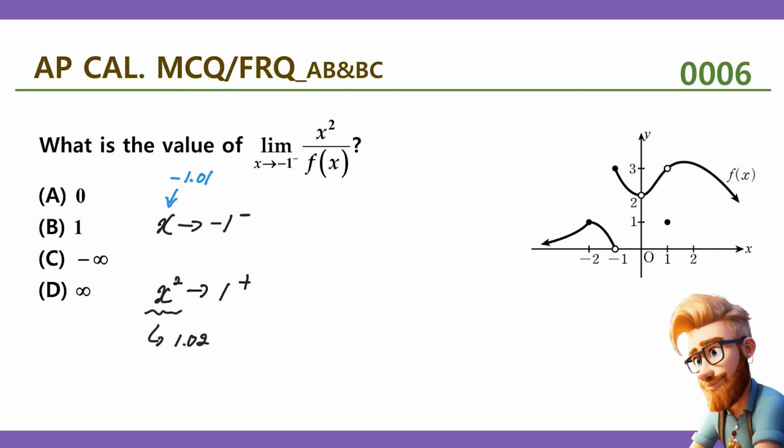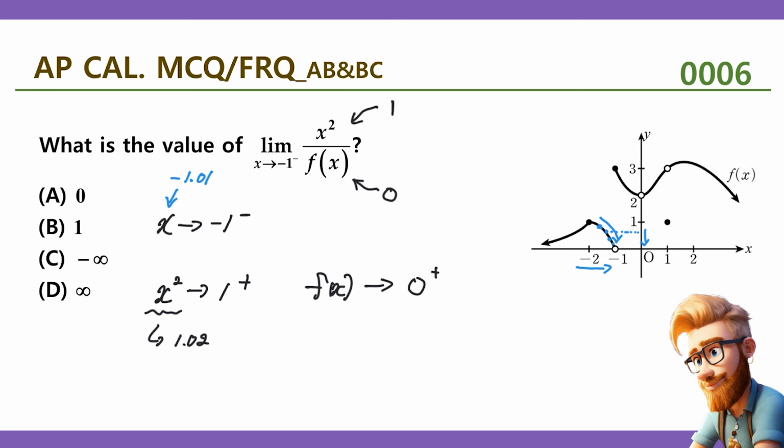Make sense? Okay, what about the function f of x? As x approaches -1 from the left-hand side, look at this graph. The function actually approaches 0. It approaches 0 from positive values, right? Look at these values right here. They're positive. The function value is the y value, right? So it approaches 0 from positive values, from the right-hand side. So this one approaches 1, and this one approaches 0.